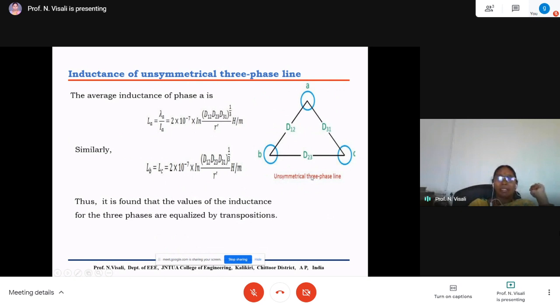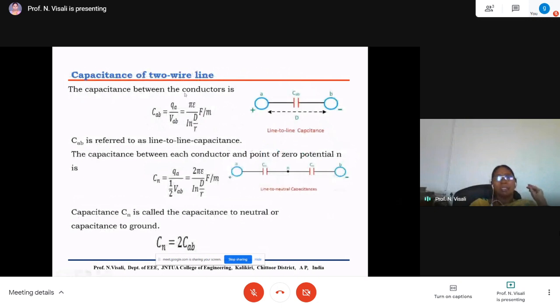And the next thing is, once you know the resistance and the inductance, the third one is the capacitance. What is the capacitance? Why does the capacitance occur? The capacitance is mainly due to the electric field. Whenever a current-carrying conductor is there, automatically an electric field is going to be exhibited surrounding the conductor. Due to that, the effect of capacitance is observed in the conductor.